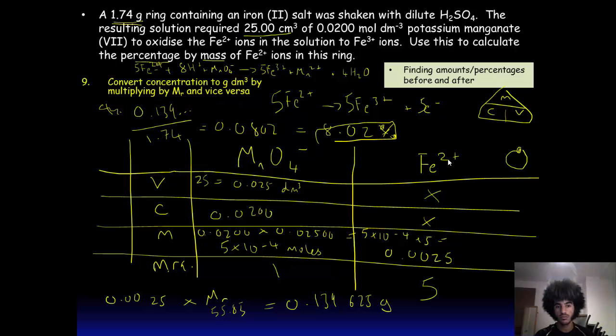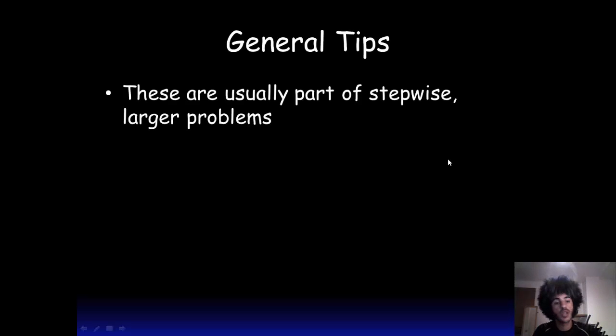So that's it. Now, for some general tips on how to tackle these problems, and this is what's helped me in the past: they're usually part of stepwise larger problems. So if it's going to be in question one, it's probably going to be several parts, A, B, C, D, E, F, G. Just take your time, and eventually it'll be one of these calculations, and it will take you to somewhere else. They like to scaffold the questions. I think they've realised that just putting an 8 marker doesn't really go down well with a lot of students.